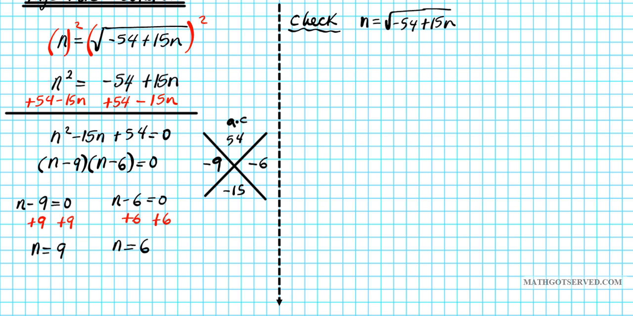Let's start with the smaller of the two. Let's try n equals 6. So the question is, plugging 6 into n on the left side, is it equal to the square root of negative 54 plus 15 times 6?